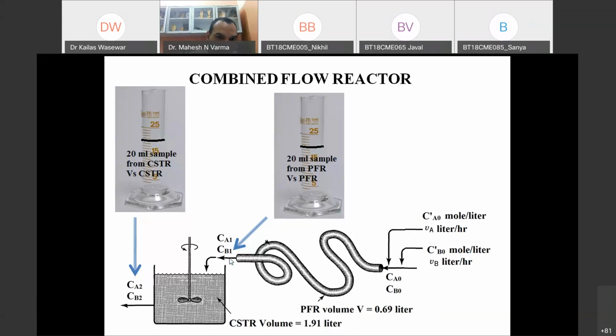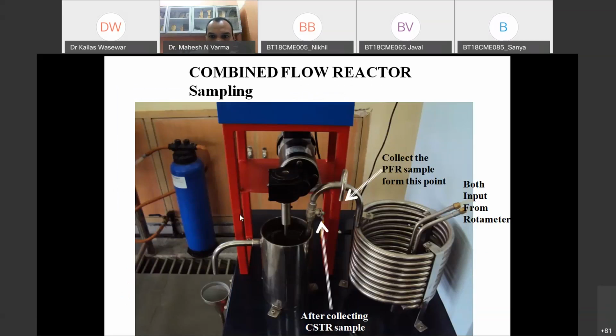So this output of the plug flow reactor is given to the CSTR, and some reaction will happen here, and again this output of the CSTR I will collect from here. So I will collect two samples: one at the output from the CSTR, and one at the output from the PFR. If this is CA0 and CB0, this will be my CA1 and CB1, and this will be my CA2 and CB2.